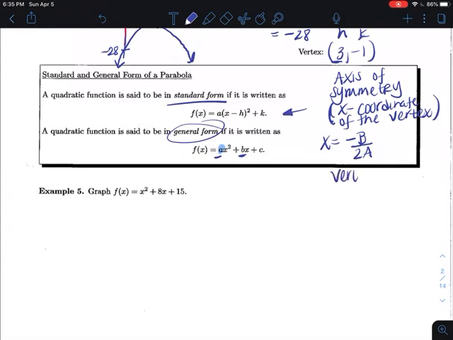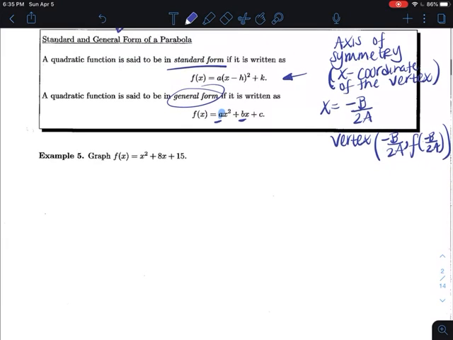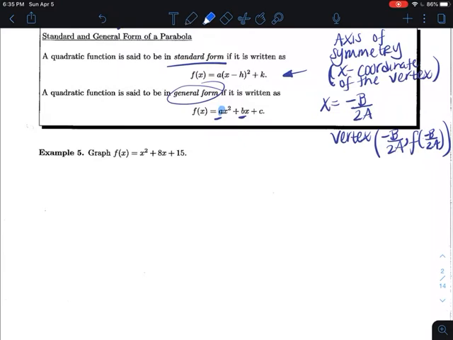To find the vertex, once you get that opposite of b over 2a, that's your x value. To find the y value, you have to plug it into the original problem. So f of negative b over 2a, or opposite of b over 2a. It looks more complicated than what it is, but this is how you would probably see it written in a textbook or in MyMathLab. But I'll explain to you how to do all this.